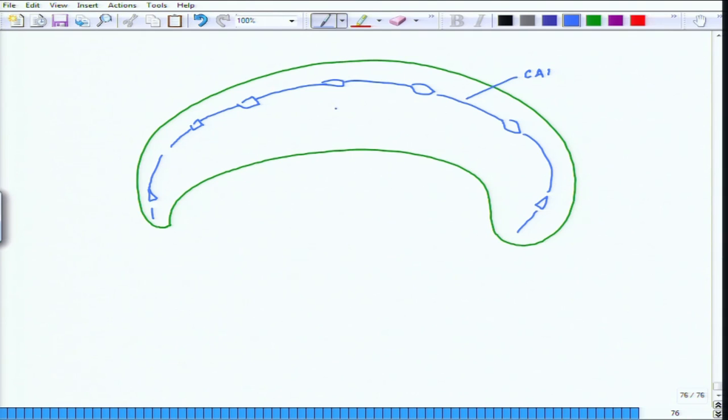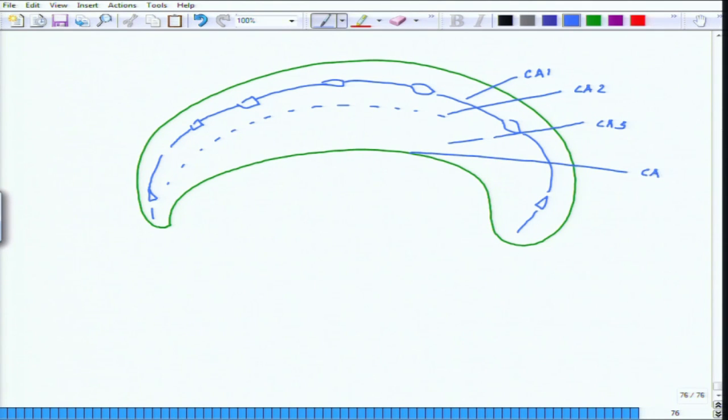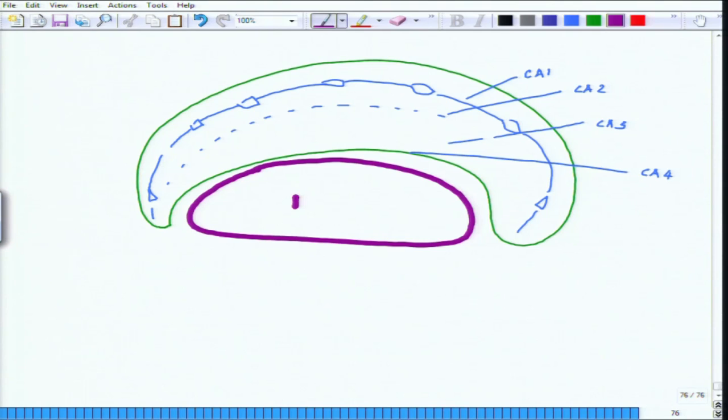The CA1 region, then you have similar regions called CA2 regions, CA3 regions, CA4 regions, and underneath this is an area which in many books you will see written as DG. DG stands for dentate gyrus. So, this is the cytoarchitecture of the hippocampus.